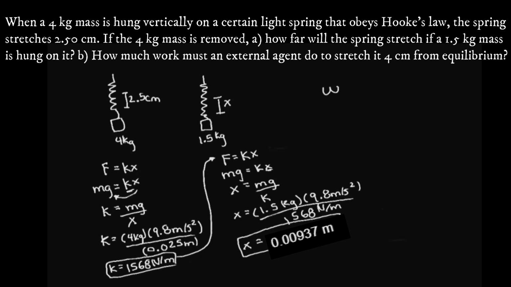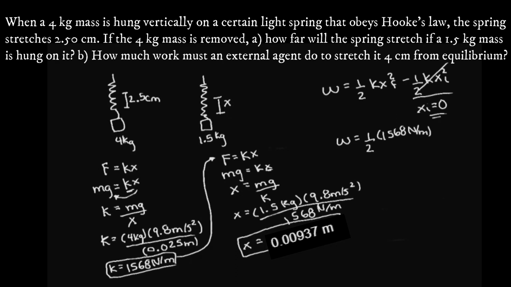Now the question asks to find the work done by an external agent to stretch the same spring 4 centimeters from equilibrium. Remember, the equation is work equals half times k times x final squared minus half times k times x initial squared. Since x initial is equilibrium, that means that x equals 0, that gets rid of our second term. So we just plug in our values, half times 1568 newtons per meter times 4 centimeters squared, but in meters that is 0.04 meters squared. The answer will be 1.25 joules.